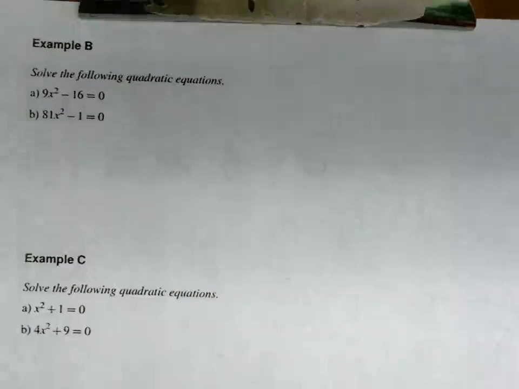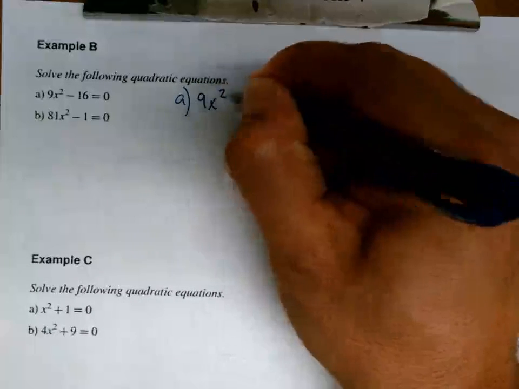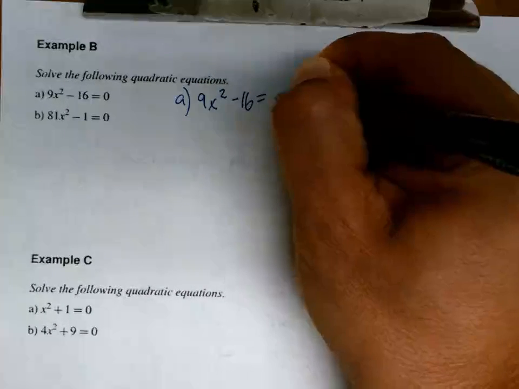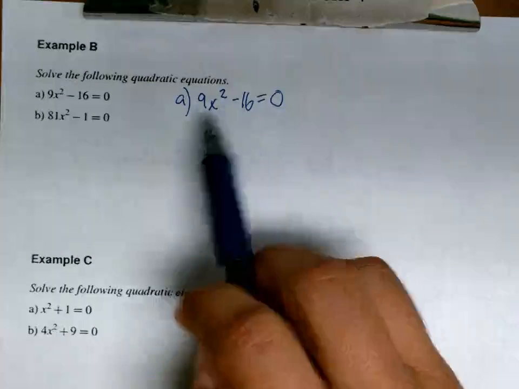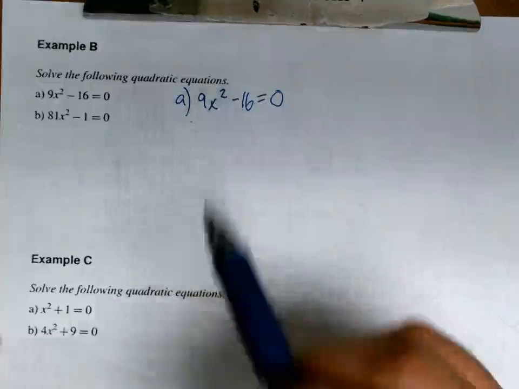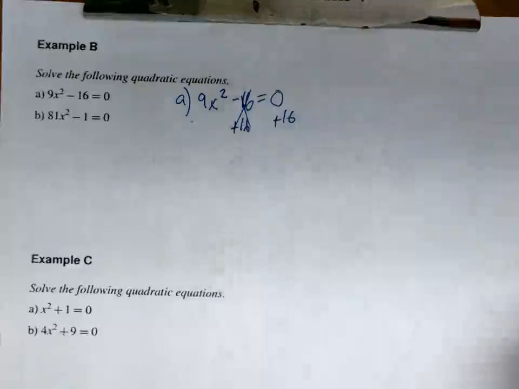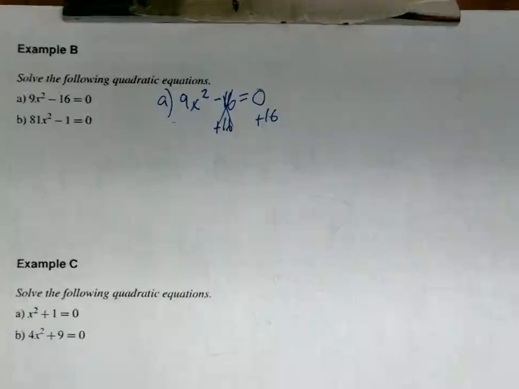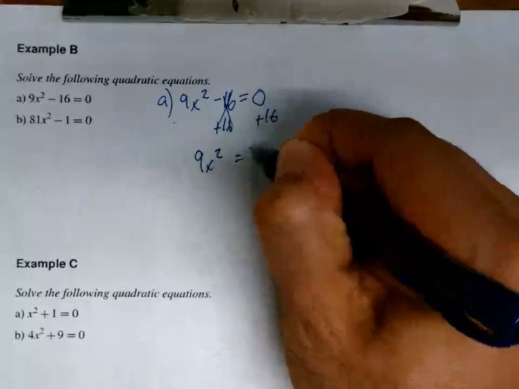Okay, so you're going to hear me say this a lot: we need to get the x squared all by itself. So let me rewrite this. There's two things we need to do this time. We need to get rid of the minus 16, first off, and we need to get rid of that 9. Then this x squared would be all by itself. So we're going to add 16 to both sides. So that cancels out. Same first step as example A. And now we have 9x squared equals 16.